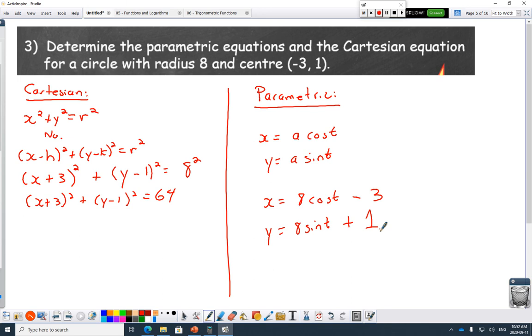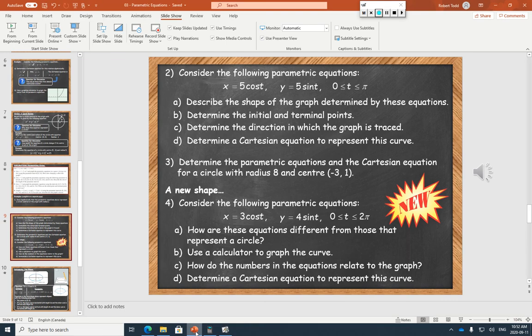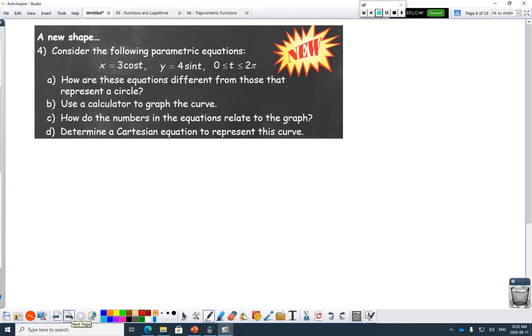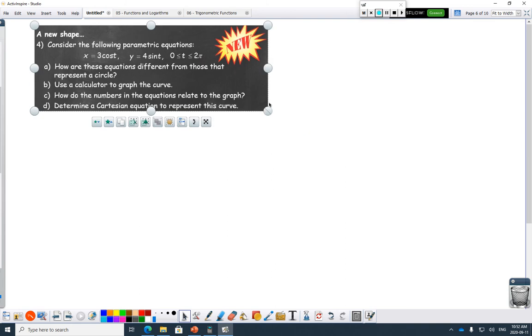I'm going to keep going back and forth with the PowerPoint because I know the PowerPoint jumps from examples to other things. Oh, a new shape. The question a few minutes ago that I planted, I did the silly voice. I said, what if the numbers aren't the same? 3 cos t, 4 sine t. How are these equations different from those that represent a circle? Well, the answer to the first question is easy.